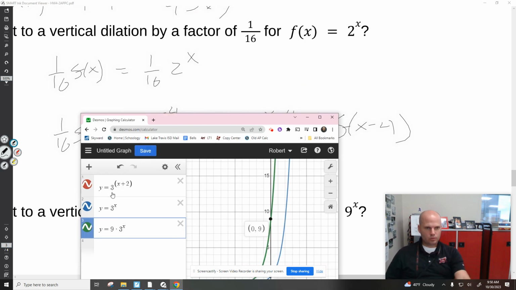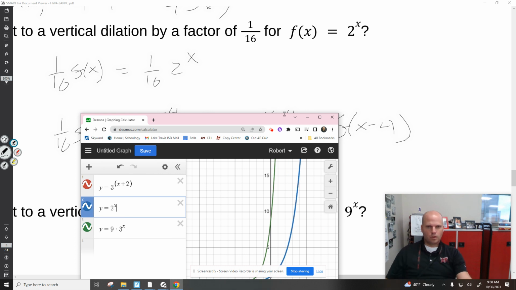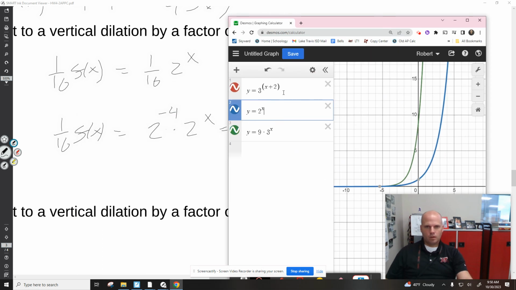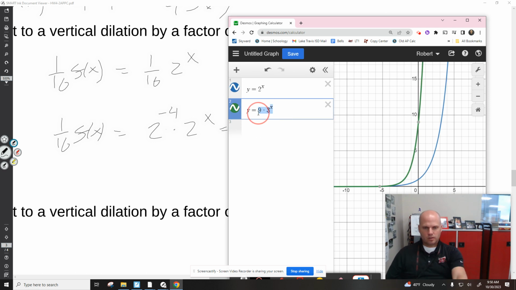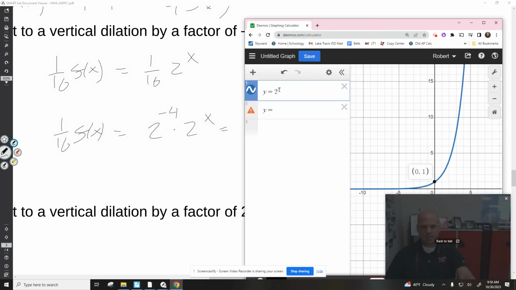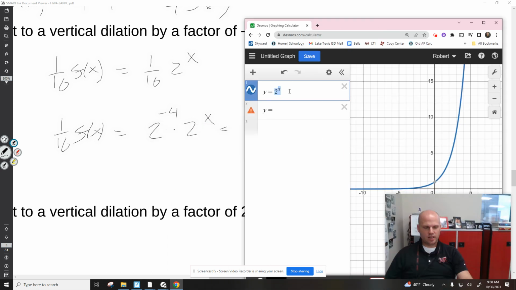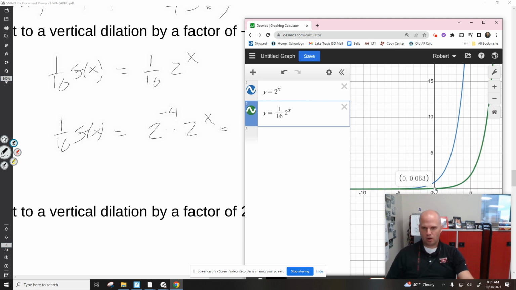I'll show you for this one. Start with 2 to the x. It's got the point 0, 1. Let's do a vertical dilation of 1/16, which means I'm going to take all the y coordinates and they're going to shift down because I'm going to multiply them. So all of a sudden I got this 1/16 point.